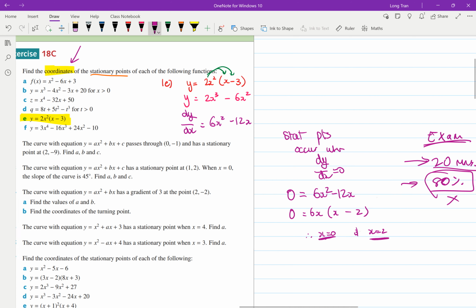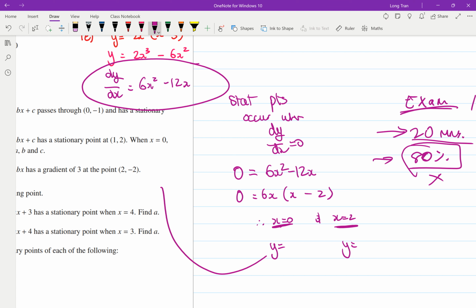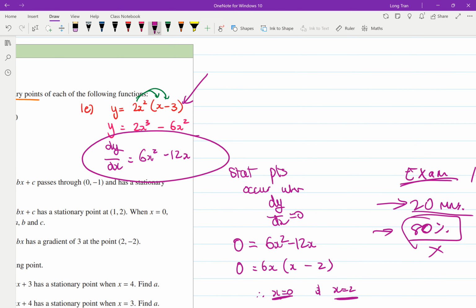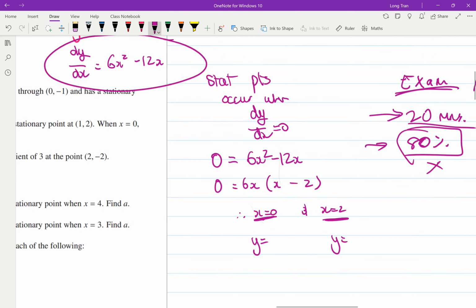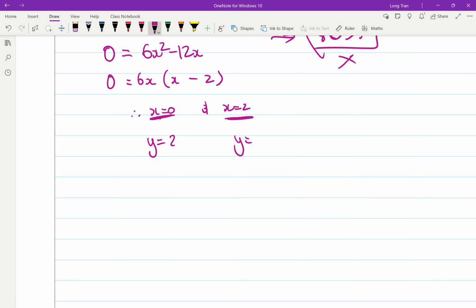So to answer the question, how do I find the y coordinate now? Very good. Not into this function. I see that all the time. They sub x into the derivative function. It's not the derivative equation. It should be going back to your original. Okay? So my original was 2x squared times x minus 3.